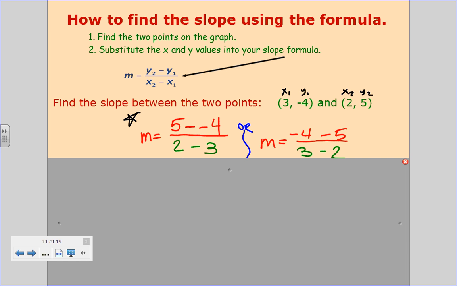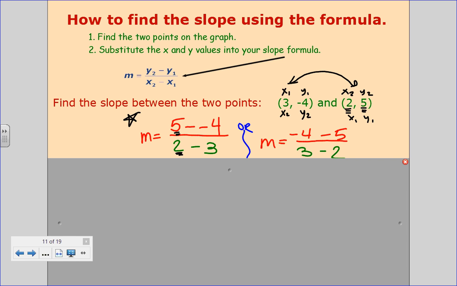Okay, so I labeled 2, 5 as my second point. So I'm pulling the 5 as the y first and the 2 as the x first. You'll notice those are first in my subtractions. So if you had labeled these and reversed it and said this one's actually your x2, y2, and this one's actually your x1, y1, then the right side is how you would be filling in your slope formula.